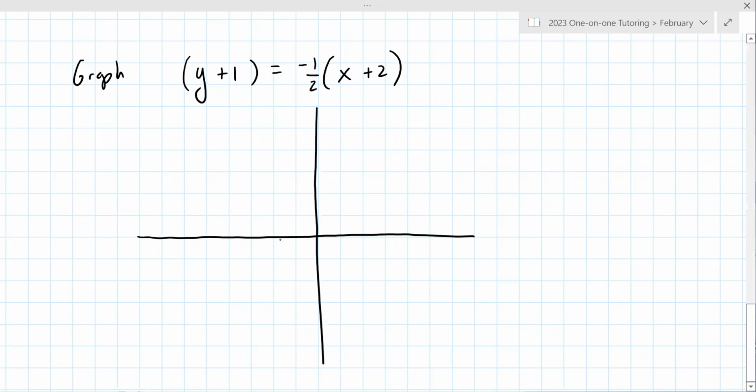Did you start your graph at -2, -1? Yes. Good. And then you're gonna go down 1, right 2. Does your graph look something like this? Yes. Okay, fantastic. All right, now we'll get into some more stuff with graphing, but we need to now do one in standard form.